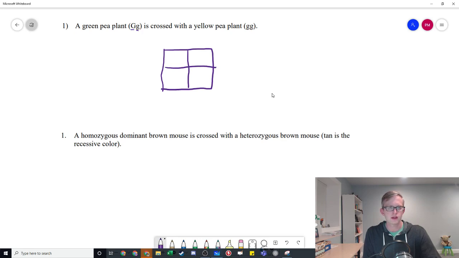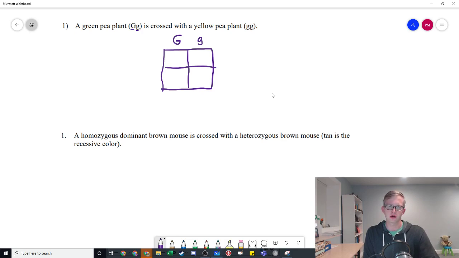And the reason why I do that is because if we look at this first parent, big G, little g, I'm going to show that the possibilities are that that parent could pass on a big G to its offspring, or that parent could pass on a little g. So every individual has 2 alleles, but what they pass on to their young is only one of those alleles.